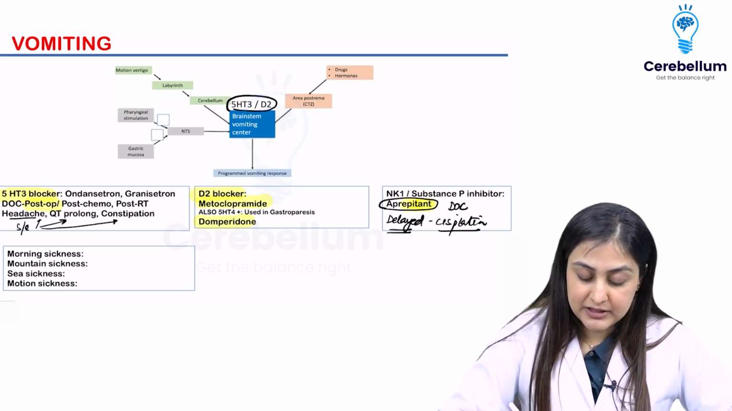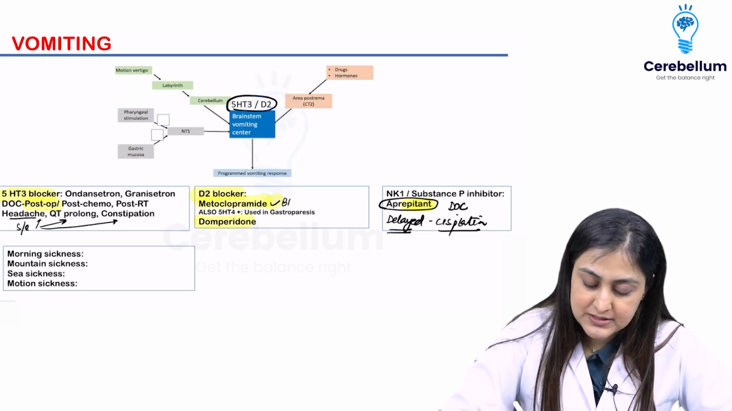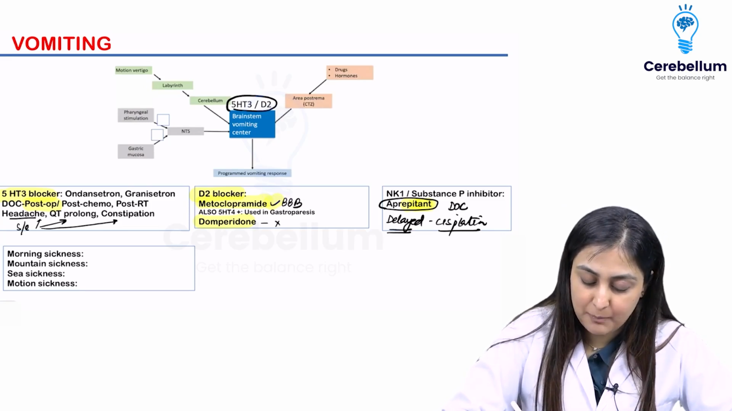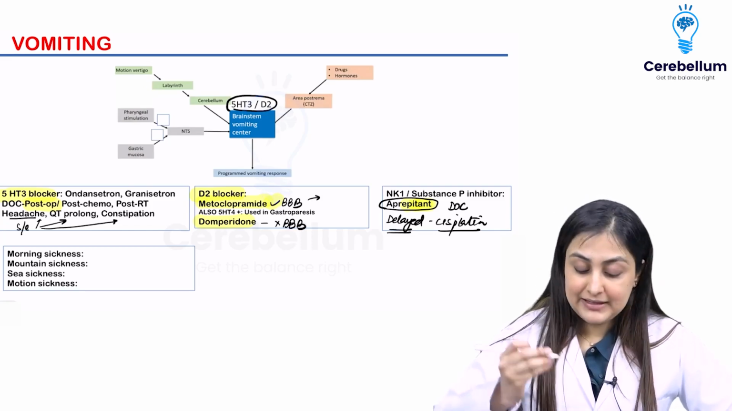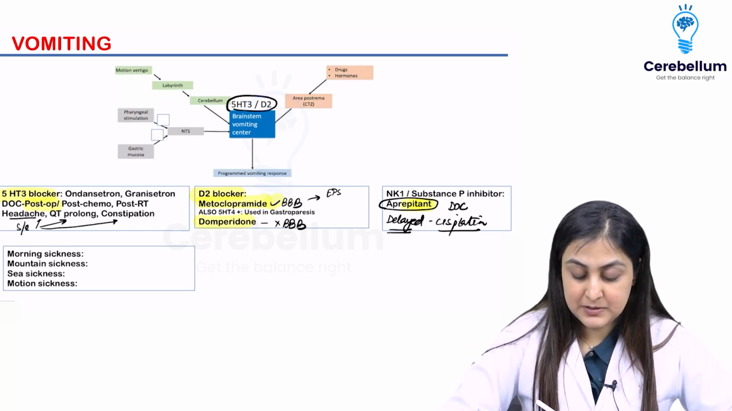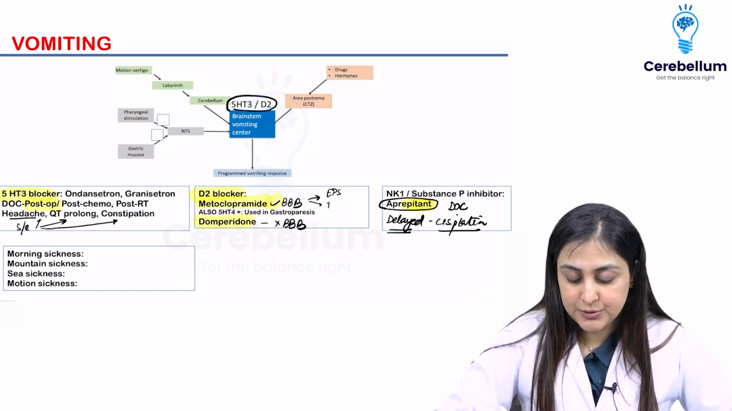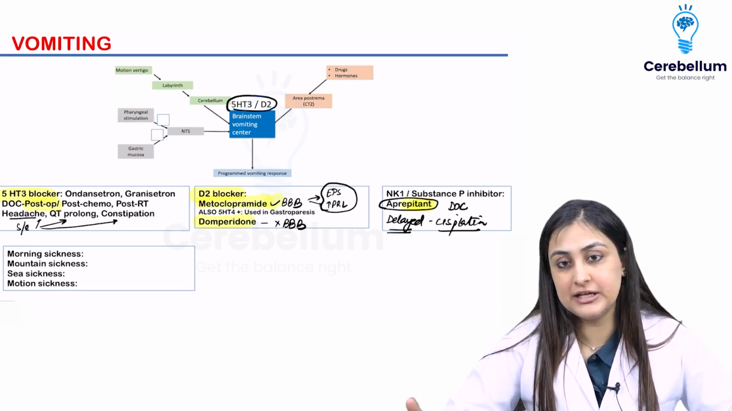What you want to remember here, extremely important, is that metoclopramide crosses the blood-brain barrier, whereas domperidone does not cross the blood-brain barrier. Metoclopramide can have side effects such as extrapyramidal symptoms because it blocks D2 centrally, and it can also induce hyperprolactinemia. So this is just like your antipsychotic drugs which block D2 centrally, okay?